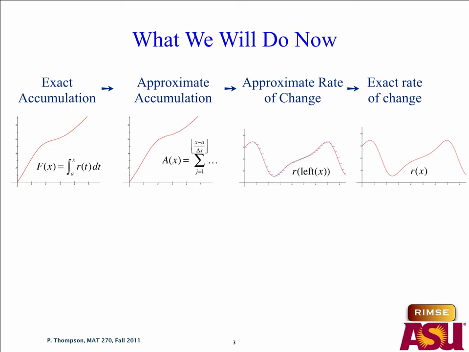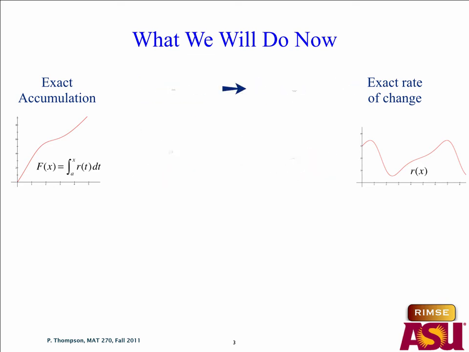So given an exact accumulation function, let's go ahead and build an approximate accumulation function to then determine an approximate rate of change function, which will result in, again, this action of letting delta x get teeny tiny so that we have an exact rate of change function. Okay, so now we're addressing this other question in calculus. Given that you know how much of something you have, how fast is it changing? That's what we're on now.